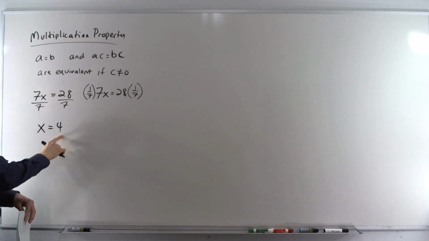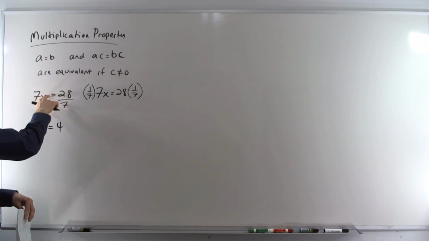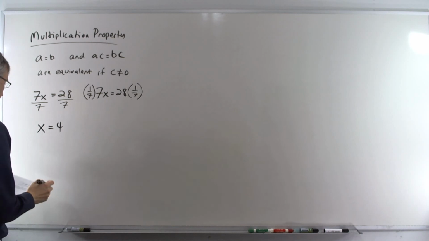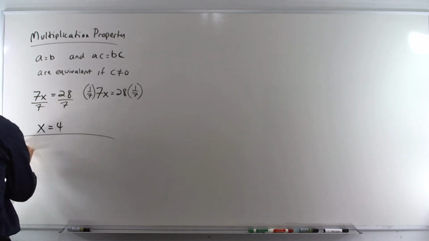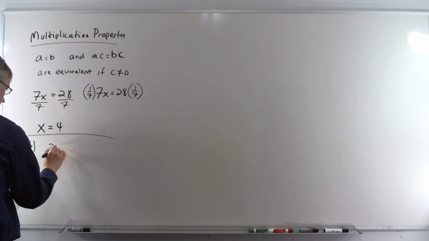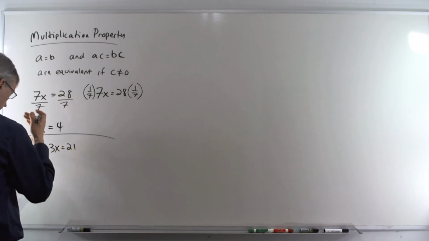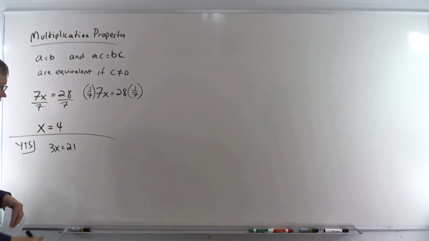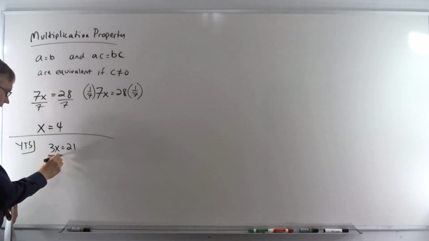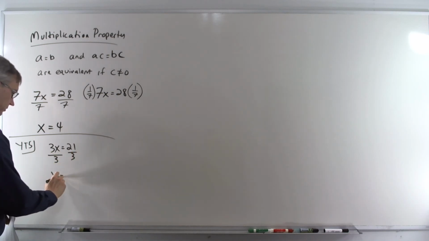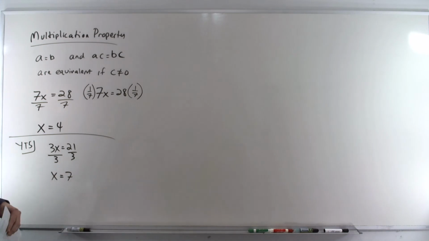Now to check, I'm going to take the 4 and plug it back in here. 7 times 4 is 28, so that works. Your turn, number 5. So we got a coefficient of 3, so we'll divide out the coefficient. Both sides by 3 and we get x equals 7. 3 times 7 is 21, so that checks.